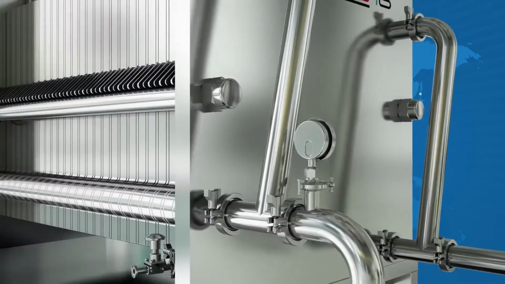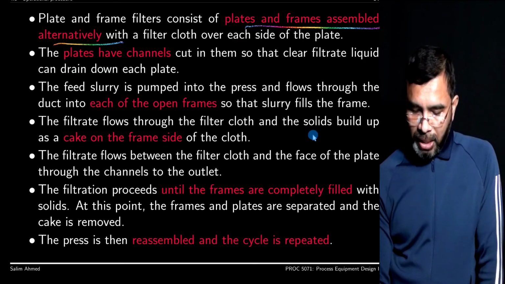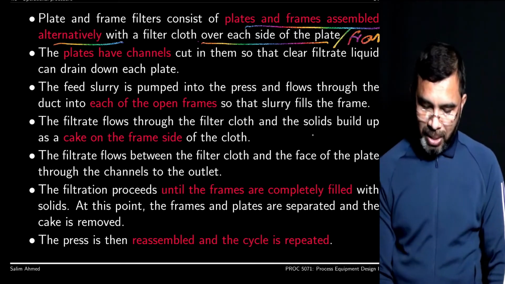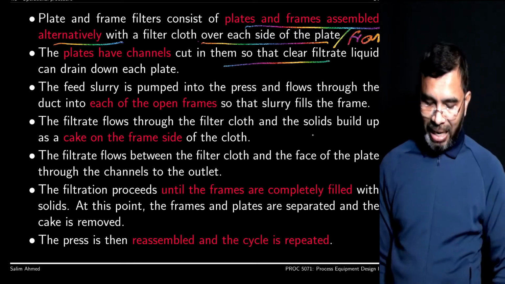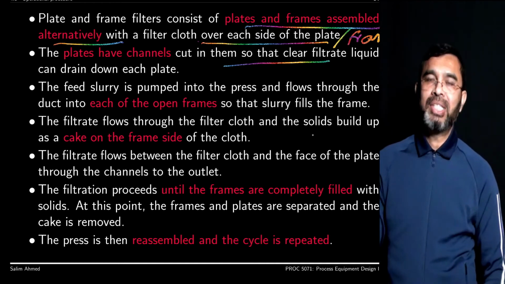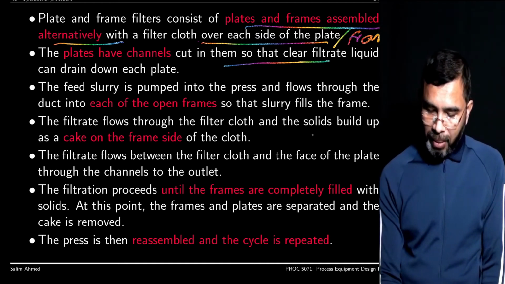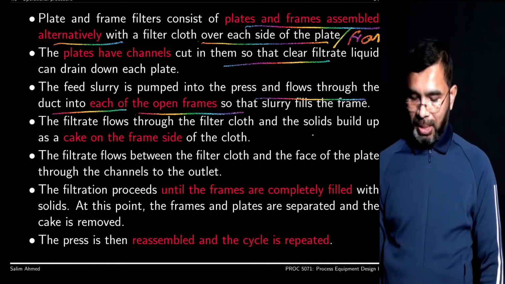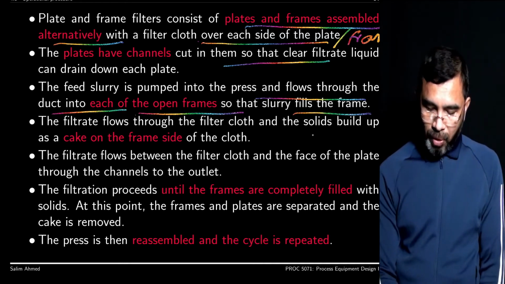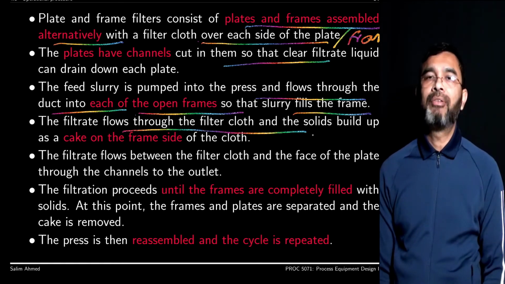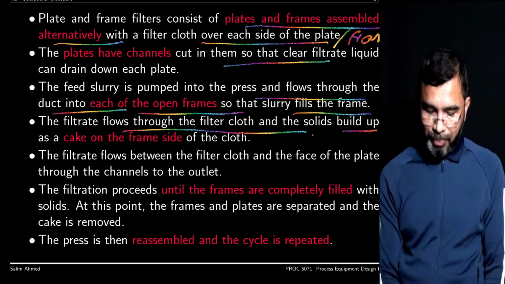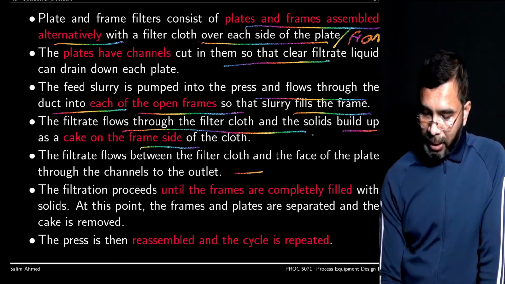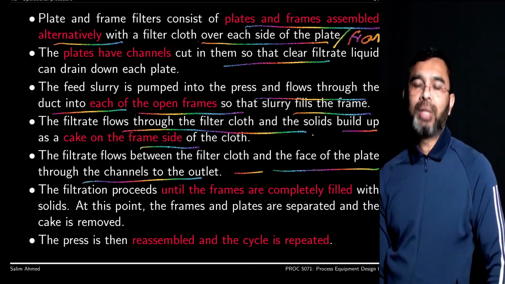Plates and frames are assembled alternatively with a filter cloth over each side of the plate or frame. The plates have channels cut in them so that clear filtered liquid can be drawn from each plate. The feed is pumped into the press and flows through the duct into each of the open frames. So the slurry fills the frame. The filtrate flows through the filter cloth, which is the filter medium. The solid builds up as a cake on the frame side. The filtrate flows between the filter cloth and the face of the plate through the channels to the outlet.